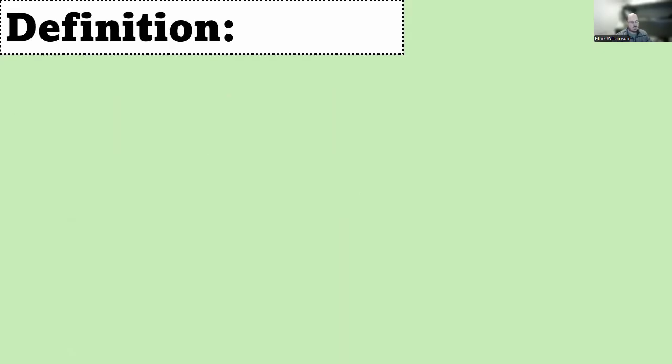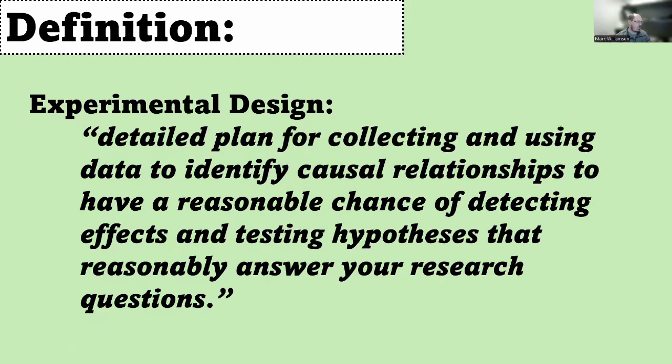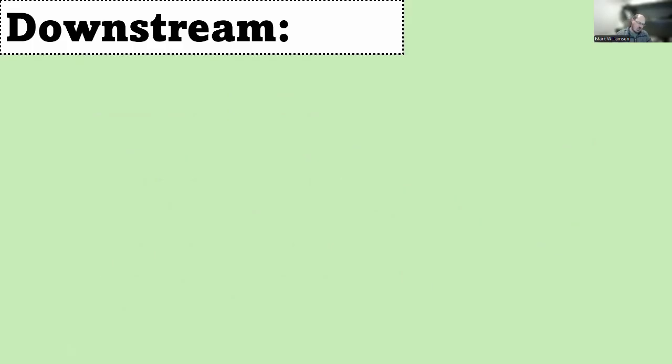So, what is experimental design? Well, a short definition would be a detailed plan for collecting and using data to identify causal relationships, to have a reasonable chance of detecting effects and testing hypotheses that reasonably answer your research question. So, getting an experiment set up so you can actually get results of what you're interested in with that experimental question. So, a good experimental design really has a lot of good downstream effects.